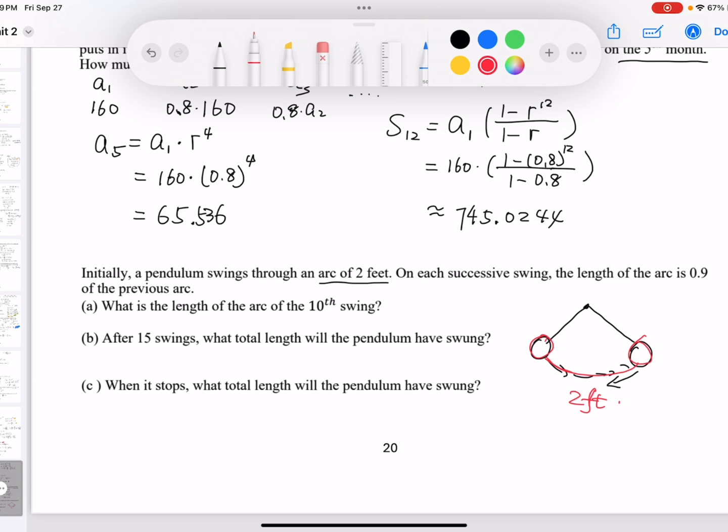This 2 feet is A sub 1. So make it pretty, A sub 1. So 2 feet is A sub 1. And the 0.9 is the R, because each time the length is 0.9 of the previous arc. So previous arc multiplied by r is the next arc length. Okay, we can write down.